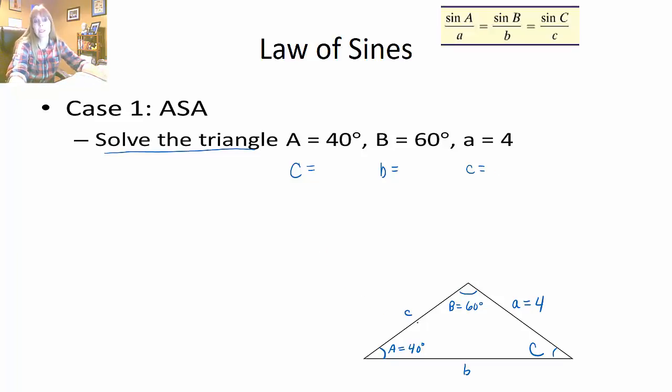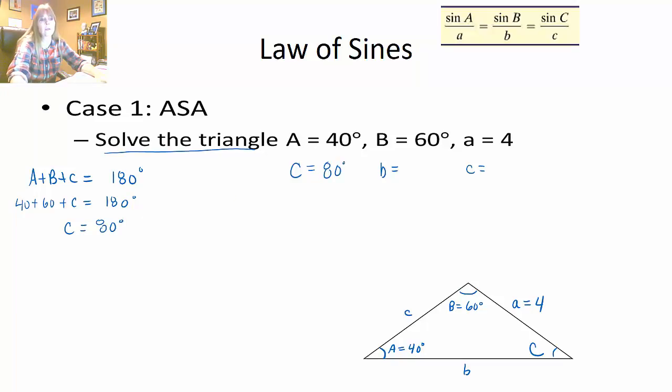The first one, probably the easiest to solve for, is big C, because remember that in a triangle, all three angles have to add to 180 degrees, right? So 40 plus 60 plus C equals 180, and C would be 80 degrees. So check, got that one done.